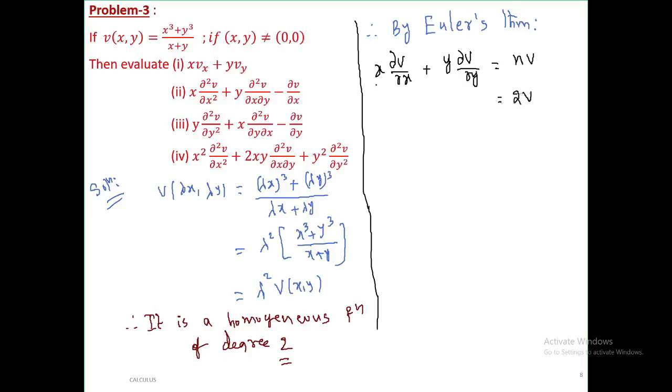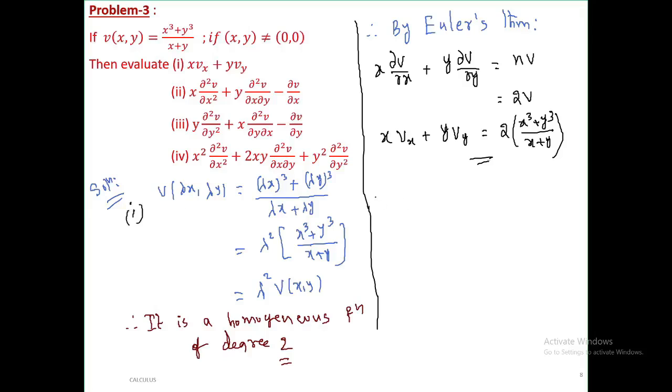So therefore x into vx plus y into vy is equal to 2 into v, and v is equal to x cube plus y cube divided by x plus y. That's it. So its value is this much. Okay, first one is over. This is the first one.